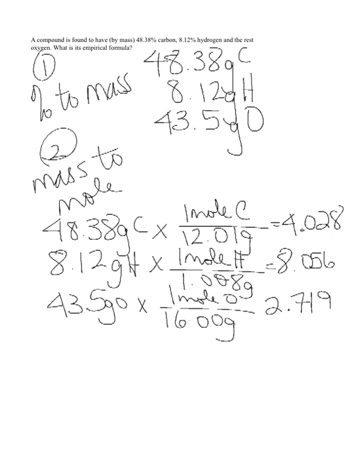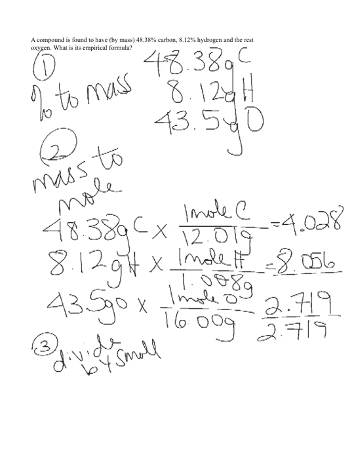Part 3 of our little rhyme says divide by small. Right, so percent to mass, mass to mole, divide by small, and multiply till whole. So divide by small is, of course, the part where you divide all three of these by the smallest, thereby forcing one of the three to be 1. The smallest in this case is 2.719. So 2.719 is what we're going to divide everything by.